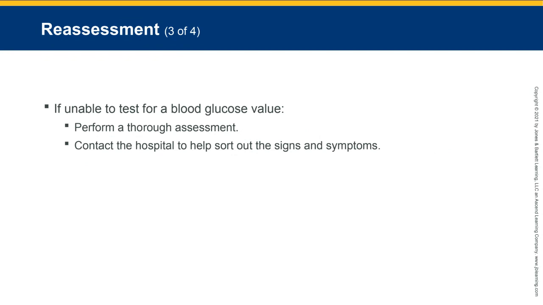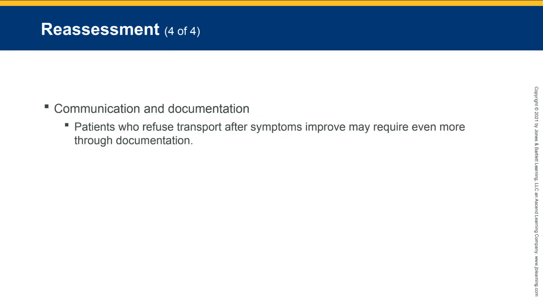Now, if unable to test for a blood glucose value, perform a thorough assessment, contact the hospital to help sort out the signs and symptoms. During your reassessment, this is also your communication and documentation phase. So you will communicate your findings to the receiving facility and you'll do your proper documentation using the appropriate method that is recommended by your organization.